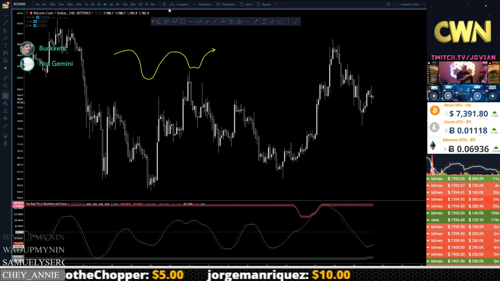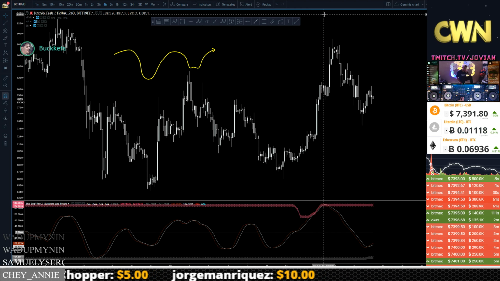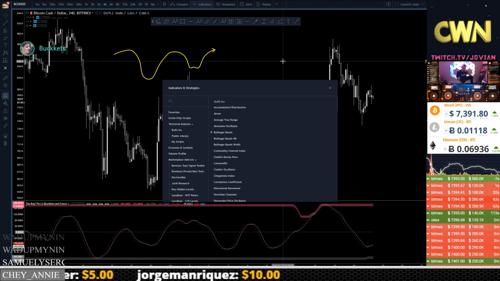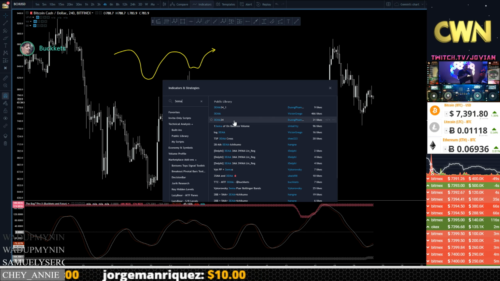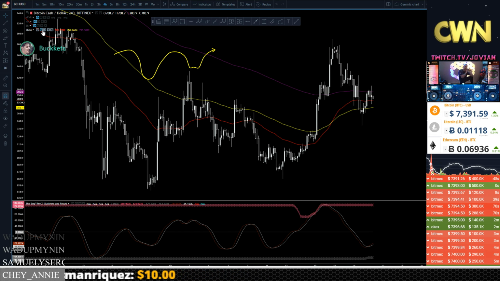Right. I've got to see if I can move this bar. It's not going to let me. Let's add a 3MA. So, just pull something like that.